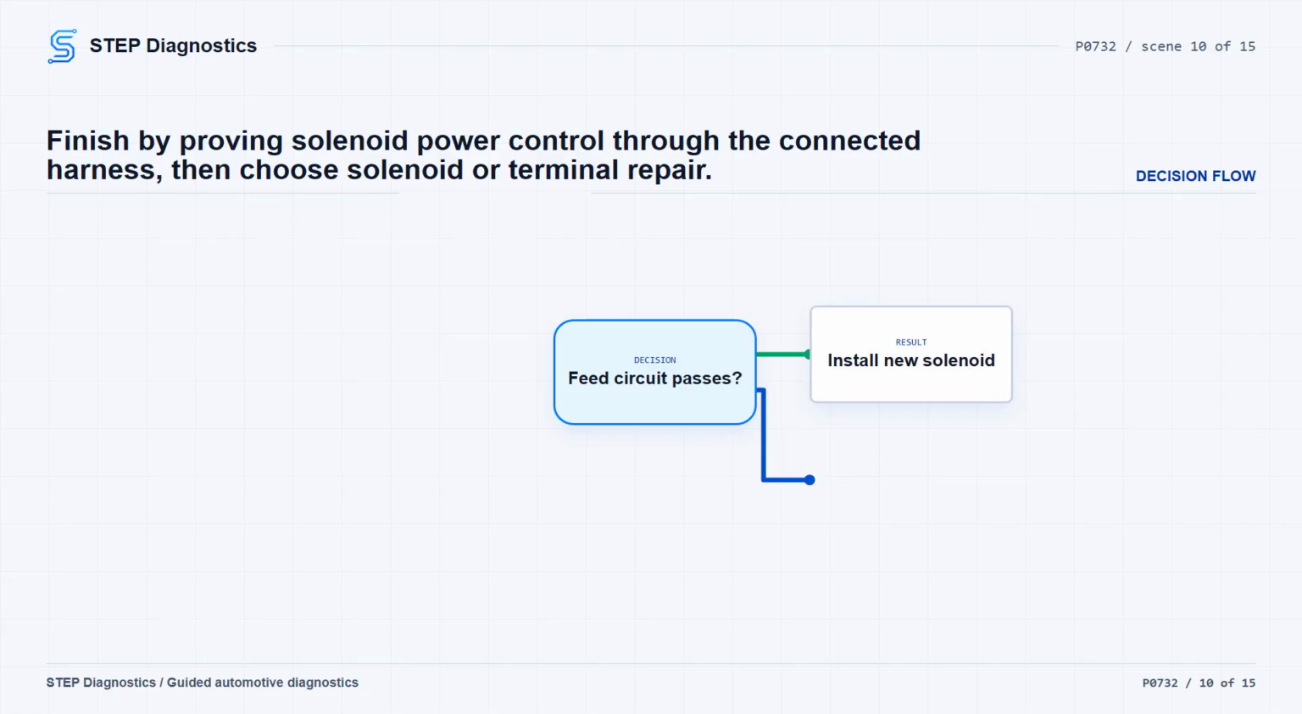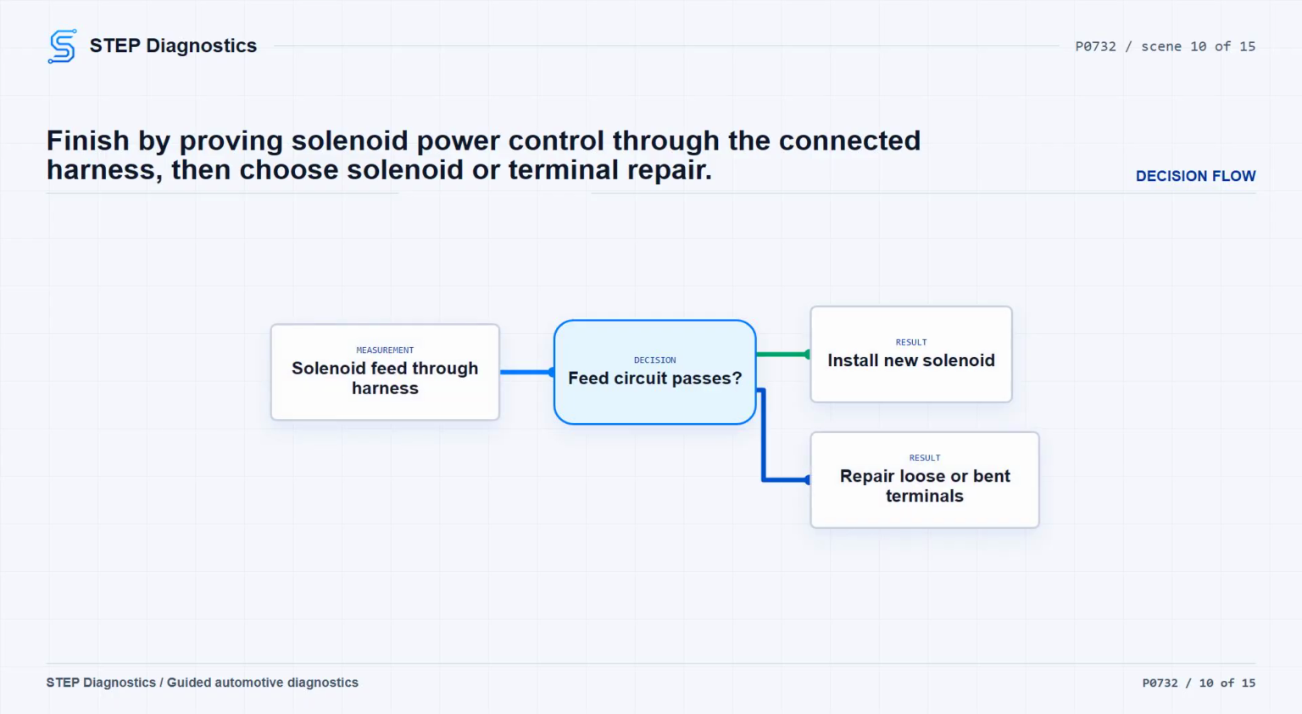For the final check, measure the solenoid power control 2 circuit with the harness connected. For the TCC solenoid, measure C1841 pin 1 to C1381T pin 1. For the line pressure control solenoid, measure C1840 pin 1 to C1381T pin 1. The pass point is the resistance less than 3 ohms on the suspect circuit? If yes, install a new solenoid. If no, treat it as a terminal fitment issue and repair any loose, damaged, or bent terminals.